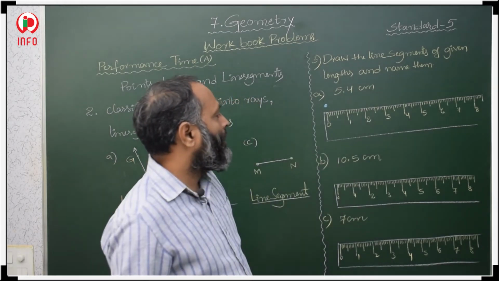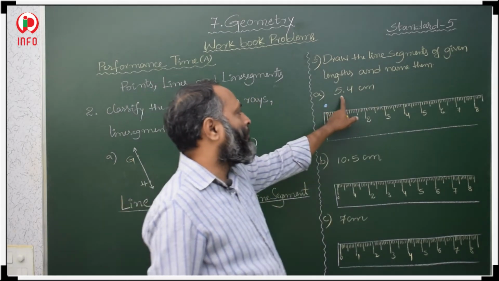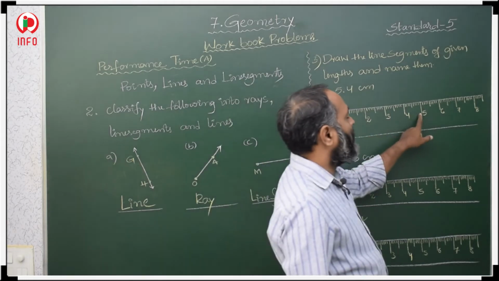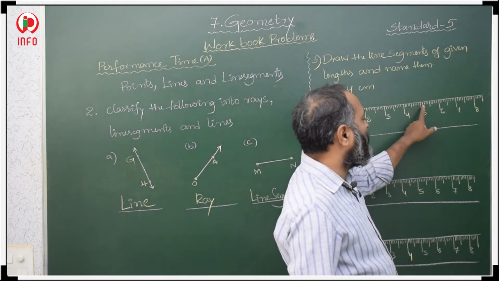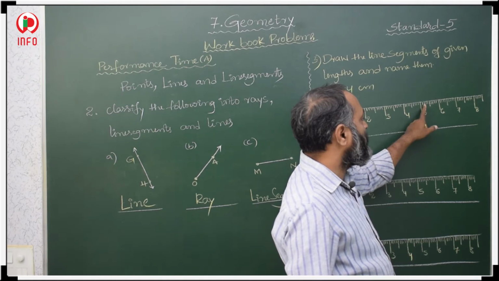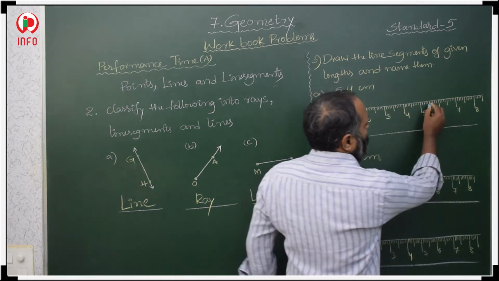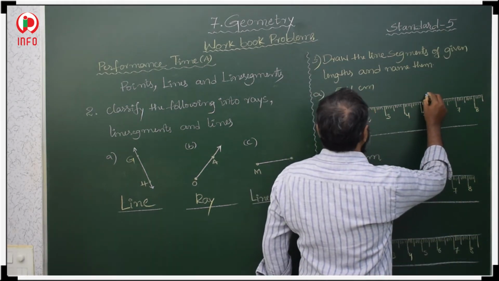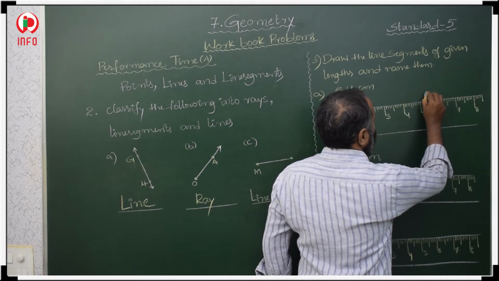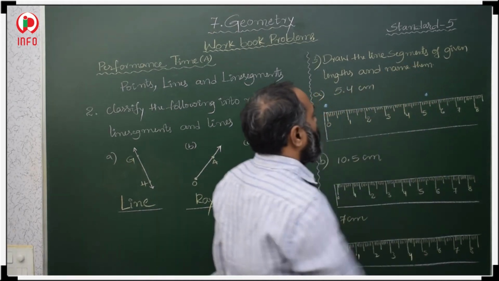So here you mark 1 point. Then after that at 5.4, here we have 5. 0.4 means 4 more small lines we have to count after 5: 1, 2, 3, 4. There you mark another point.